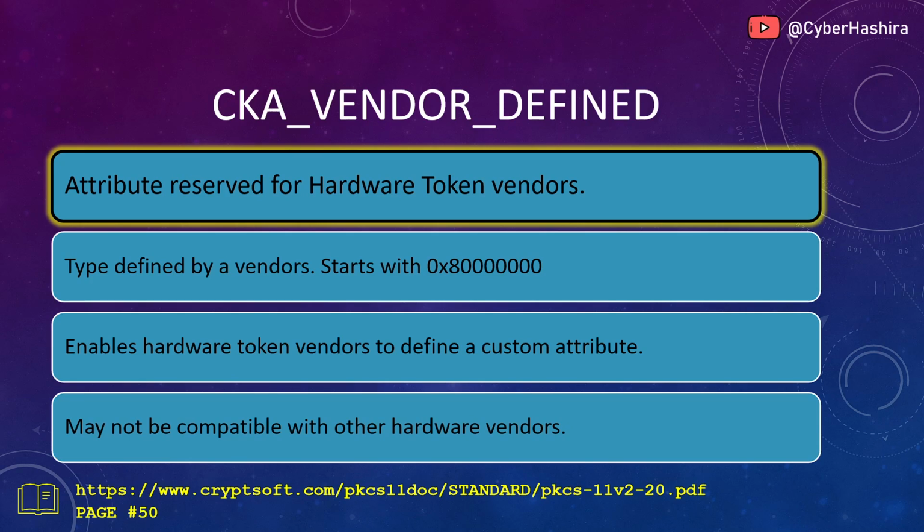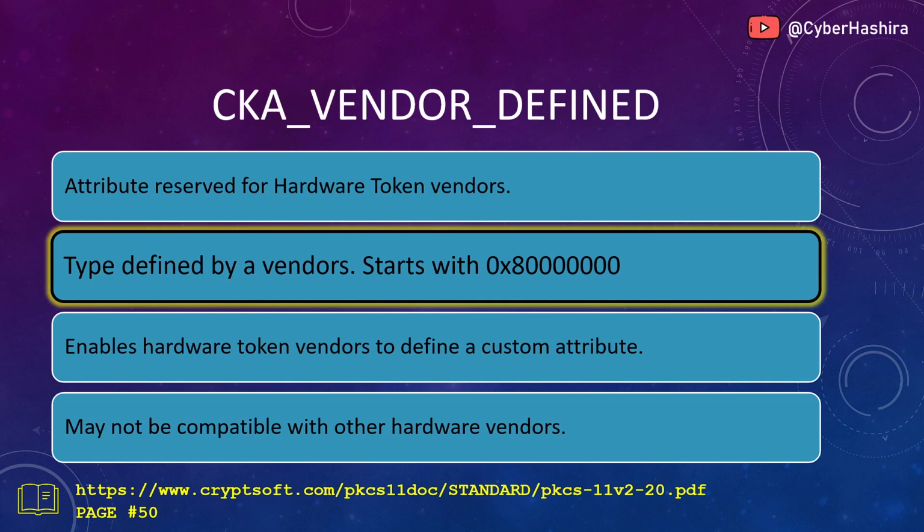Let's now talk about CKA_VENDOR_DEFINED. PKCS 11 allows hardware vendors to define their own attributes. These attributes are also known as vendor defined attributes. Information about this attribute can be found on page 50. The value of vendor-defined attributes starts with 0x80000000 with an increment in value for every new attribute they define.